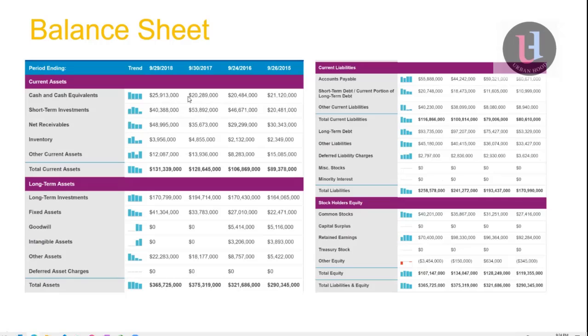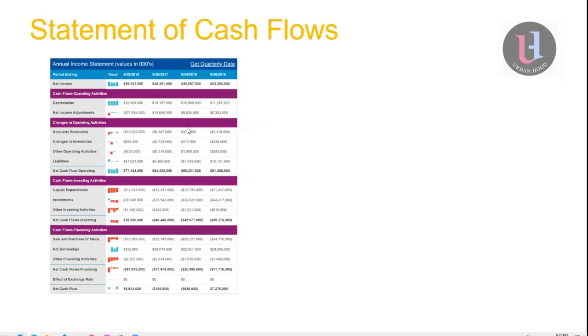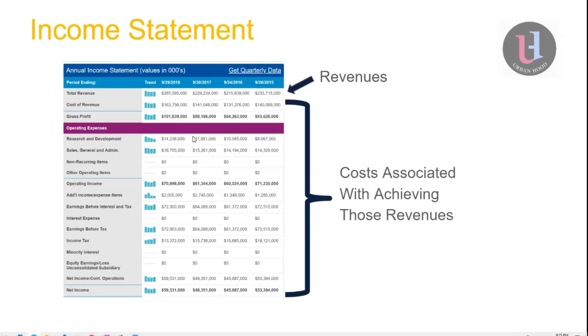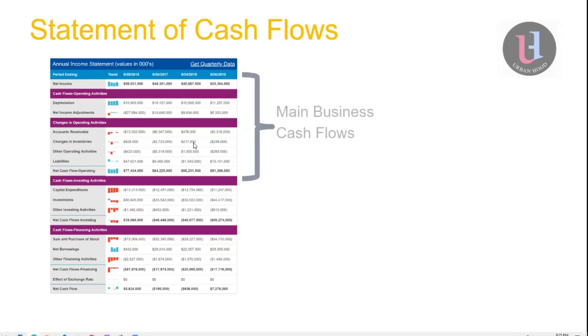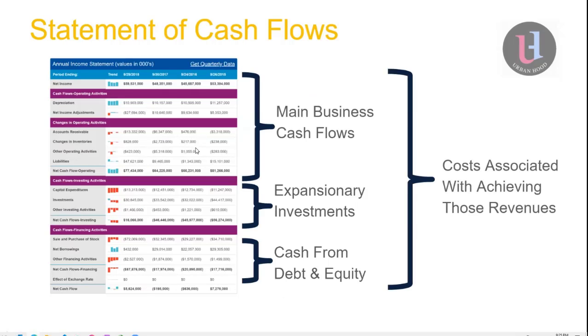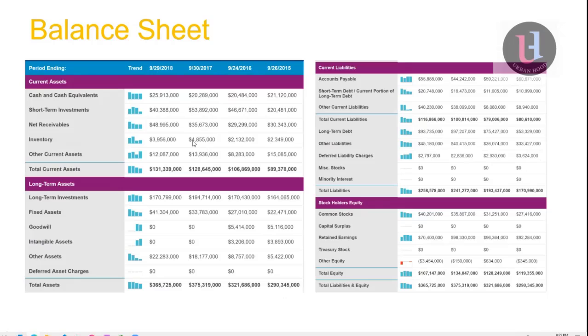And so as you can see, there is a direct correlation between each of these financial statements, starting from the income statement to the statement of cash flows, and then finally to the balance sheet. The balance sheet gives you a snapshot of what the company's current financial position is. How much debt does it have? How much inventory does it have?